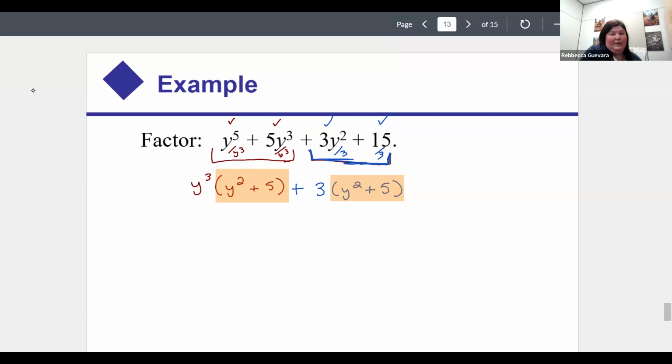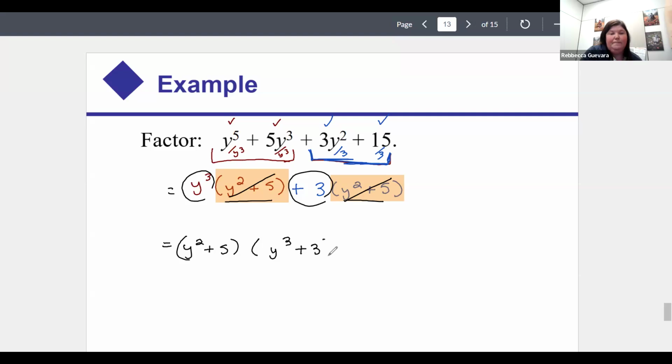So what I can do is factor this out of each one. So I have y squared plus 5. And with this factored out, like I said, I'm pulling this out as a factor, what gets left behind are these 2 terms. Then I just have y cubed plus 3. And that is what we call factoring by grouping.